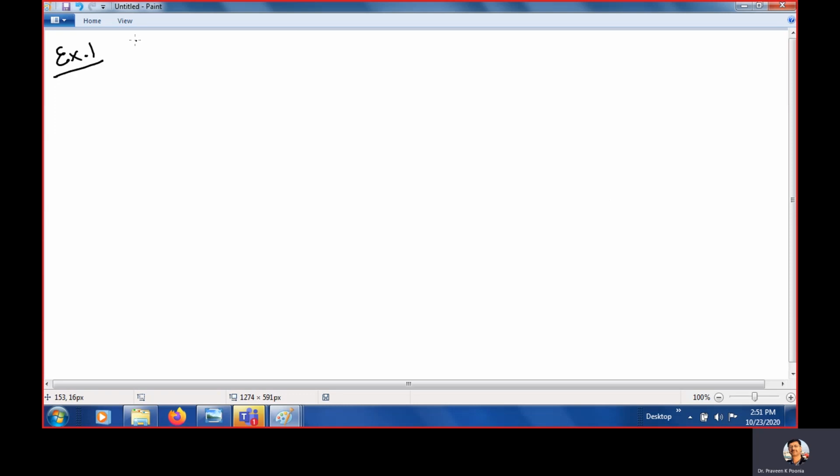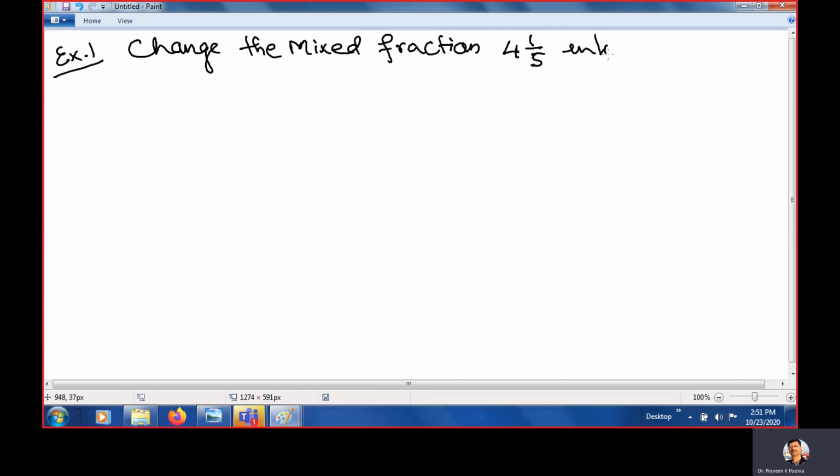Example: change the mixed fraction, say 4 1 upon 5, into an improper fraction. Clear? So this is the question. So how are we going to do it? We will first write 4 1 upon 5.